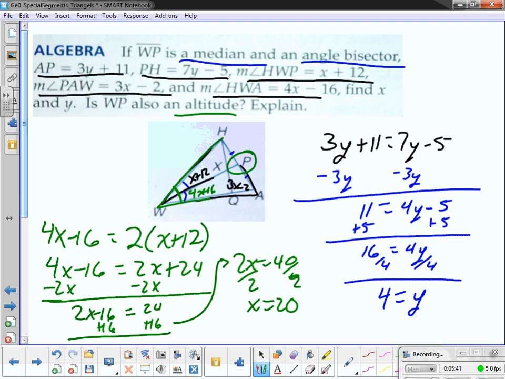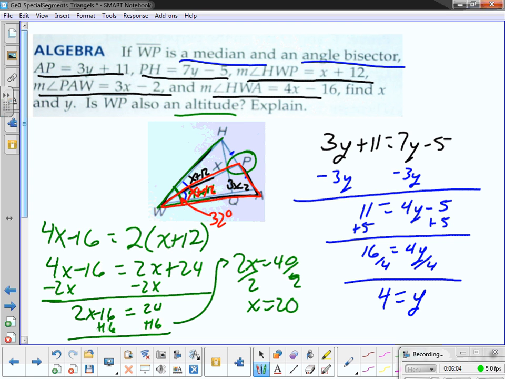Well, I have a triangle right here if I can find the measures of the angles. When I have the 4x plus 12, or 4x minus 16 right now, that could also be written as x plus 12 because those two had to be the same. X plus 12 would be 32. So this would be a 32-degree angle.